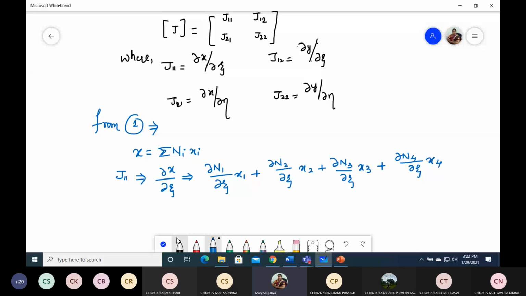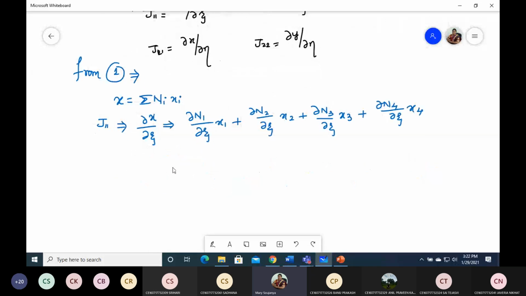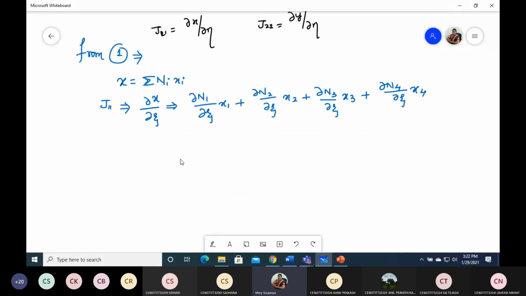Why is the partial differentiation applicable only for N? The terms N are with xi and eta, is it not? X is the constant here. X values x1, x2, x3, x4 are the vertices, but the values of N are the terms with xi and eta. So similarly you can get J11, J12, J21 and J22.